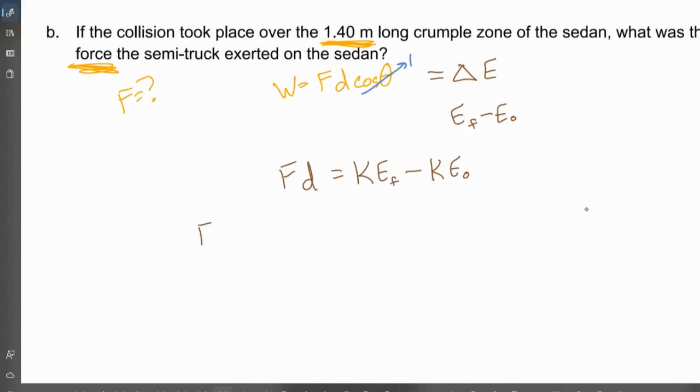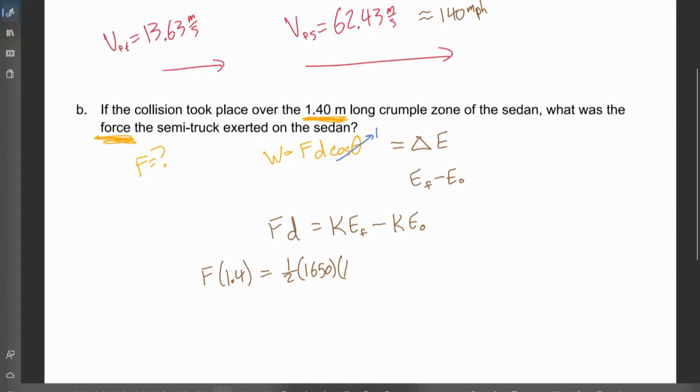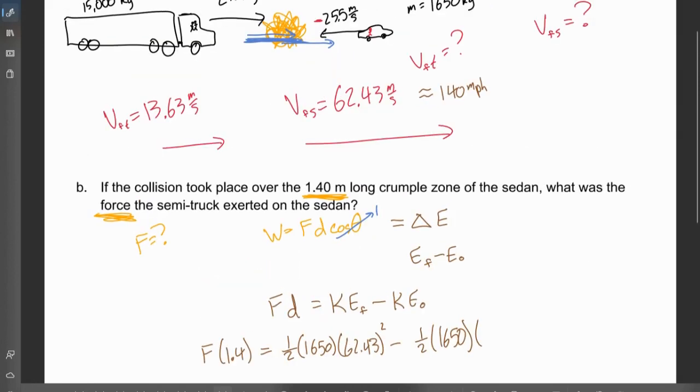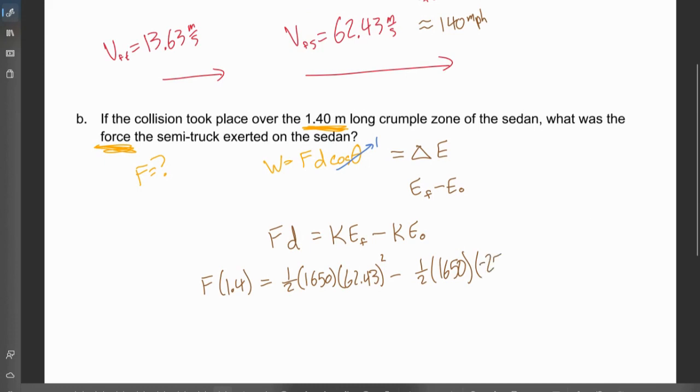Well, we get force times our distance, 1.4 meters, is equal to kinetic energy final, 1/2 m, this was of the sedan, 1650, v final, 62.4. We'll keep the full number: 62.43 squared, minus 1/2 m v squared, but this one's v initial, which was negative 25.5 meters per second.